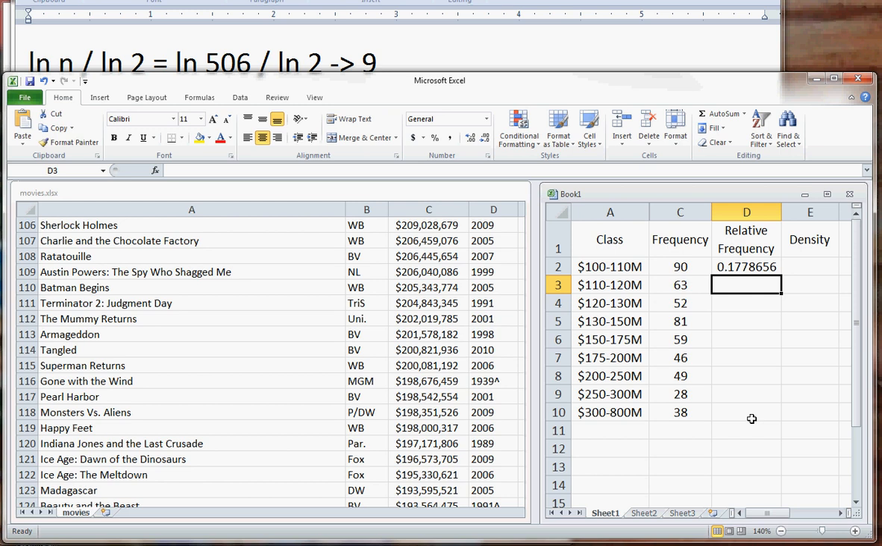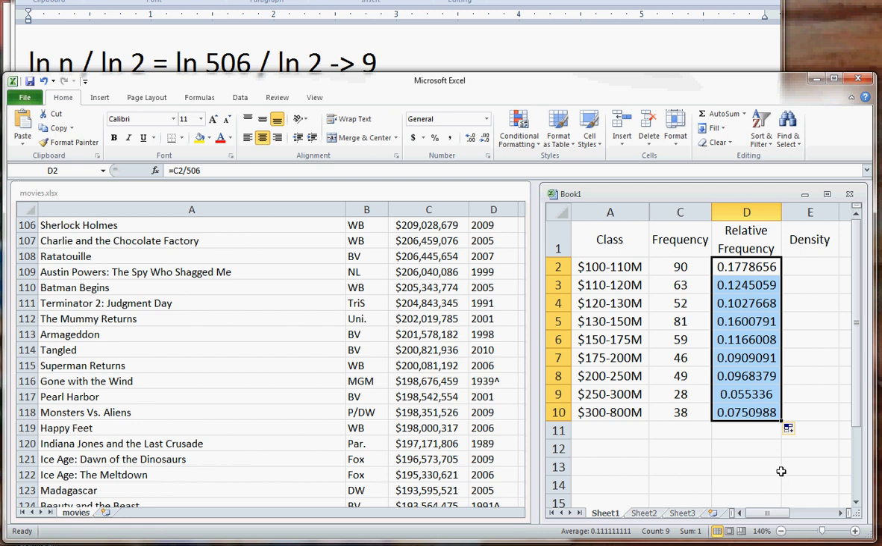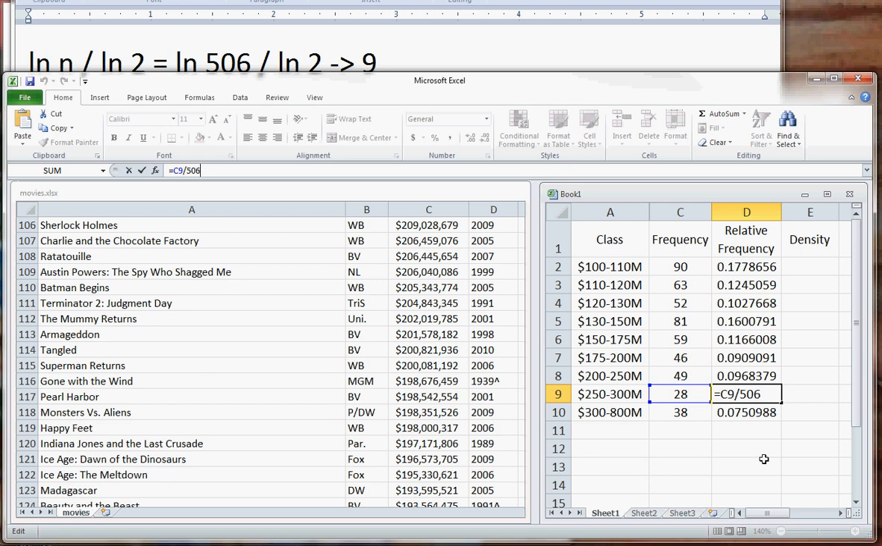Now I could retype 63 divided by 506, 52 divided by 506, and that's what you'd have to do if you have your calculator as opposed to Excel. However, with Excel, if you notice, there's a little black square in the lower right-hand corner. If I drag down that square, that repeats the calculation for all of these different categories. So for example, this number here would be equal to 28 divided by 506.